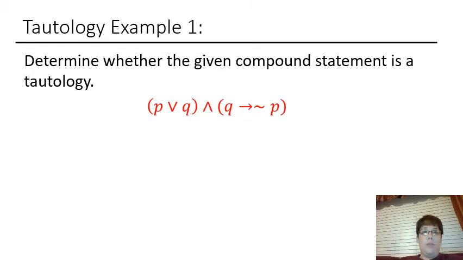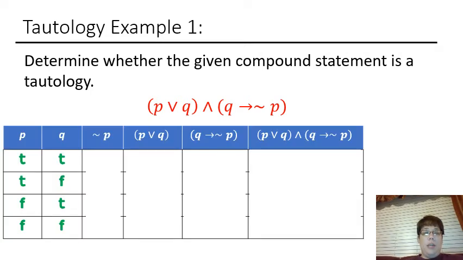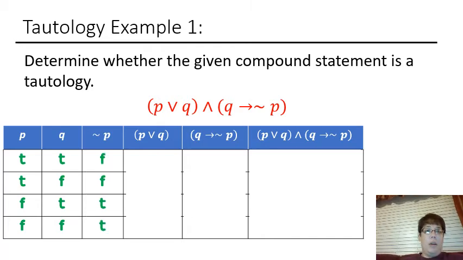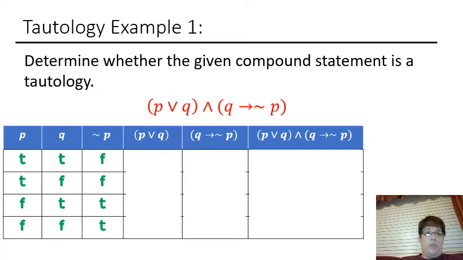It says to determine whether the given compound statement is a tautology. And so we are going to do a truth table with this. Here's how we've set up the truth table. We've set up the P's and Q's like we normally do. And then the first thing that I want to look at is not P, because in here you have Q implies not P. So I know that I'm going to need this not P, so I'm going to go ahead and just set it up. If you do that, not P would be false, false, true, true.